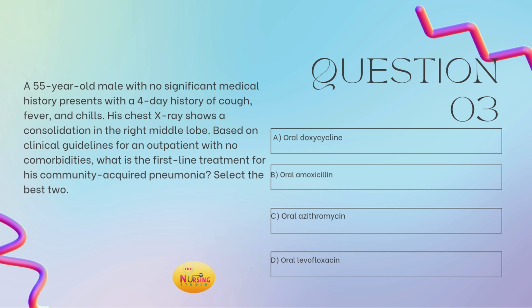All right, so the stem of the question here states, based on the clinical guidelines for an outpatient with no comorbidities, what is the first-line treatment for his community-acquired pneumonia? And select the best two. That stem tells you everything you need to know of what this question is looking for. So what are those first-line treatment options for community-acquired pneumonia for people with no comorbidities, right? So you can go with your amoxicillin and your azithromycin, right? B and C. Amoxicillin and azithromycin.